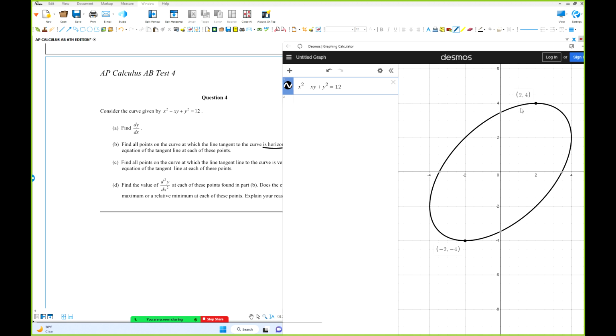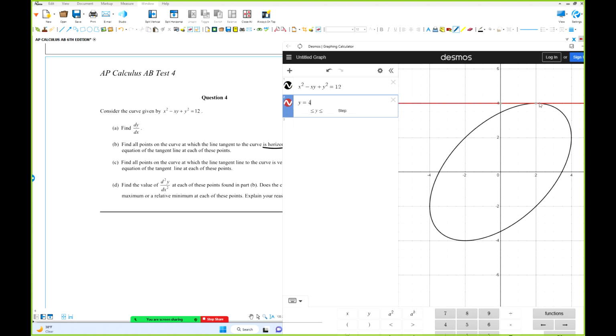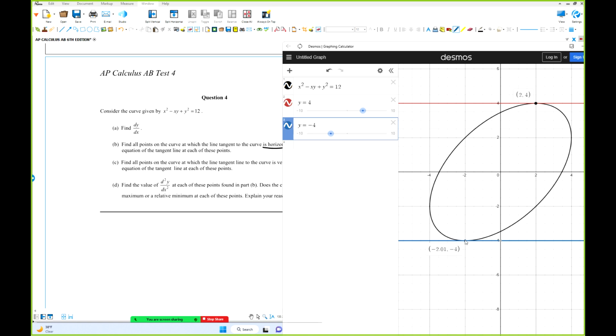Are you okay with this? So from here we can find the answer already, but we cannot use a calculator; we just have the answer from the graph. y equals 4 is the tangent line to this horizontal line, and the other one is y equals negative 4, down here. So we're going to find these points: 2 and 4, and the other one is negative 2 and negative 4. Are you okay with this?